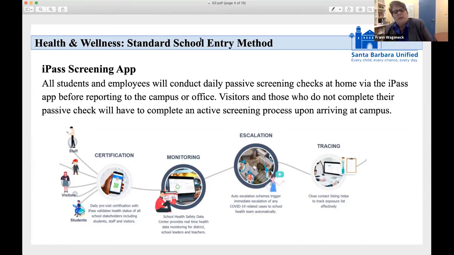So we'll be bringing that, but in the meantime, we have set up a screening process. All of our employees are fully back at some point this week, either remotely or in person. And so before anyone comes onto our campus or into our district buildings, they are screened using a Google Doc at this time. But we are looking forward to bringing the iPass screening app to our community. Next slide.